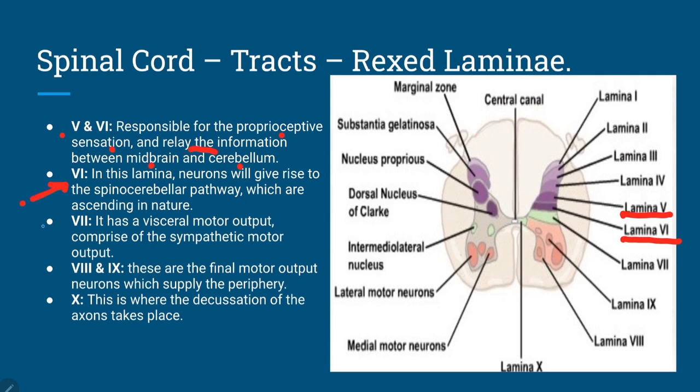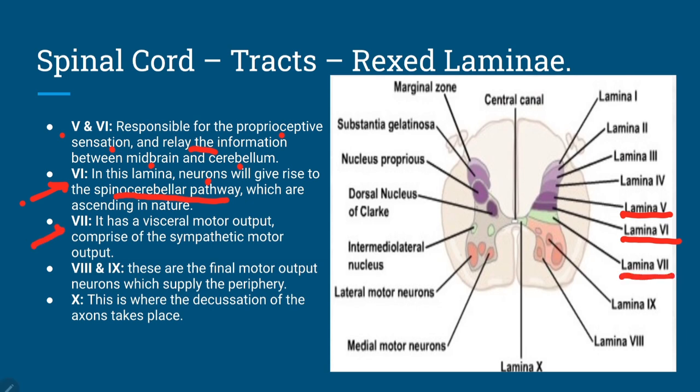Number 6 has its own functions as well. Number 6 will give rise to the neurons that will in turn give rise to the spinocerebellar pathway, which is ascending in nature. Again, remember the name, spinocerebellar: originating in the spinal cord, going into the cerebellum. That's what it is. Now let's look at number 7.